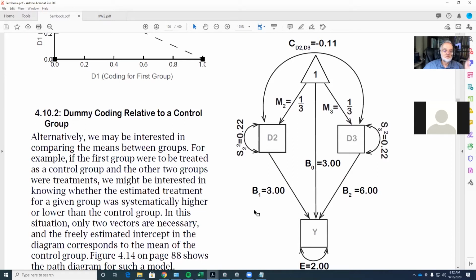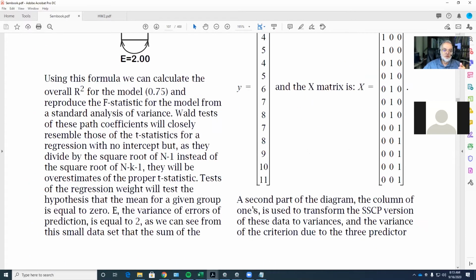So can you repeat one more time why we add a ones column to the matrix? It depends on the, well, actually, all the time we're adding a column of ones.